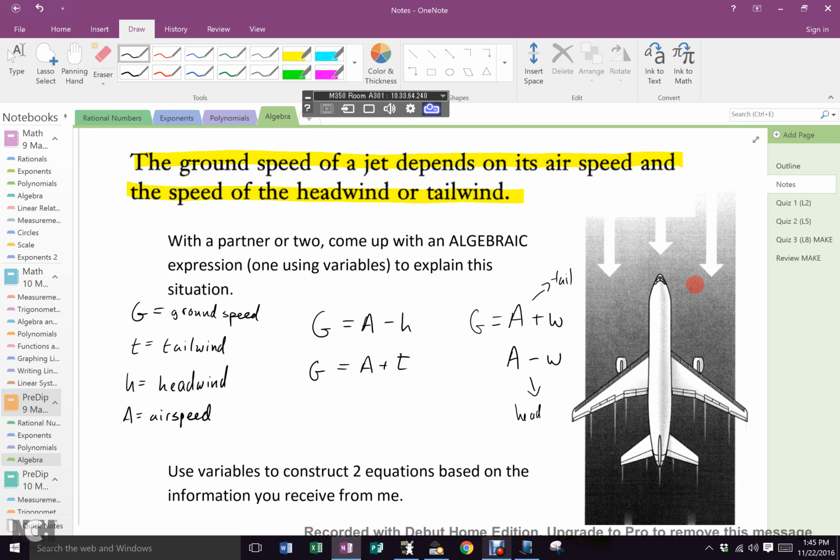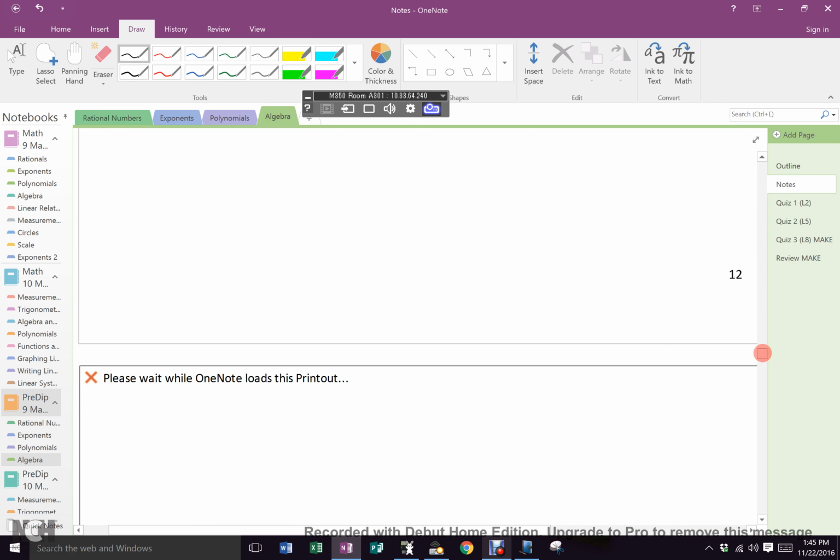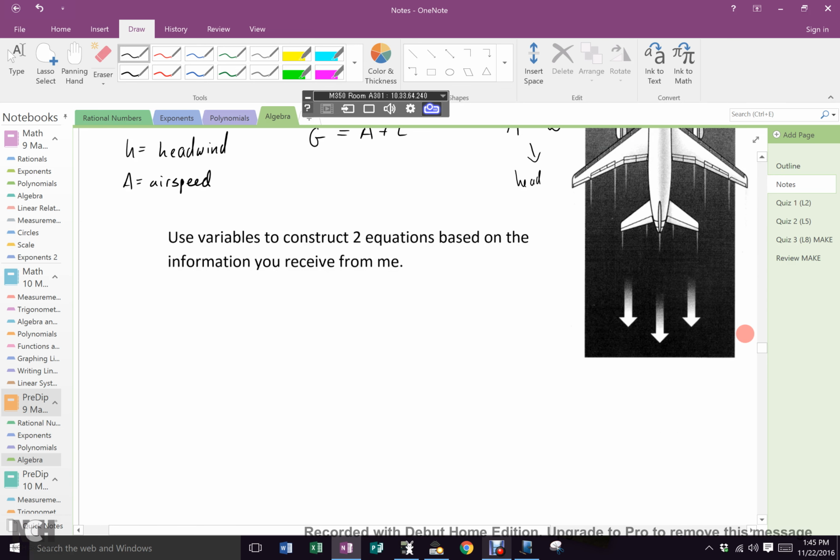notice what I have changed slightly in the second one. What have I done here to change it? 2 equations. 2 equations. Okay? So you need 2 equations based on the information. Yes, Michael? Yeah, you haven't received any information from me, have you? All right? Okay, is everybody ready for the information? Yes. All right.